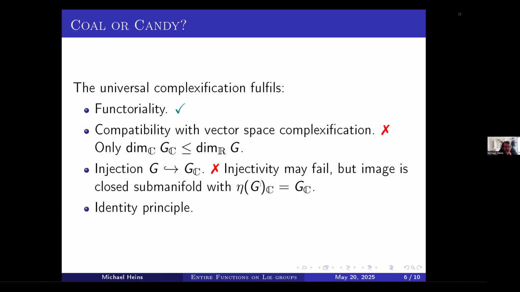And in particular, this is now really injectively embedded in GC and fulfills the universal property. You can just check that. So what you're really complexifying is eta of G and not G itself. That is a useful technical intermediate step if you want. Okay, but in the end, we have some more good news. The identity principle works precisely because of the aforementioned deleting of matching directions. So life is good.